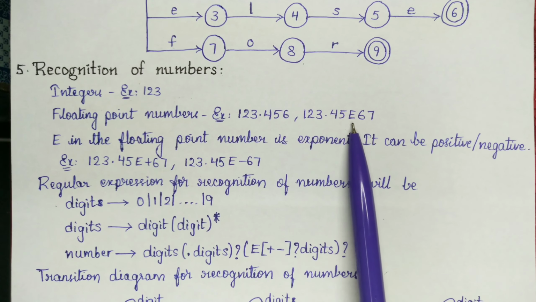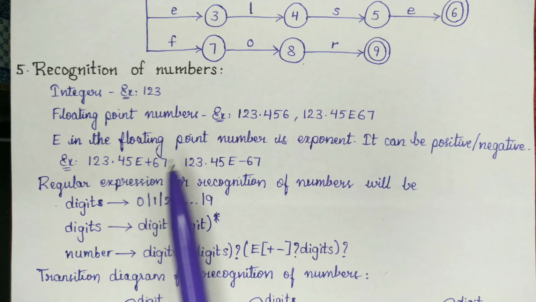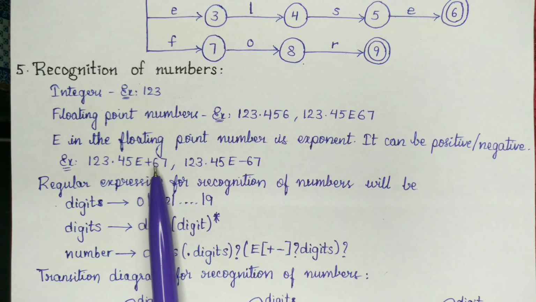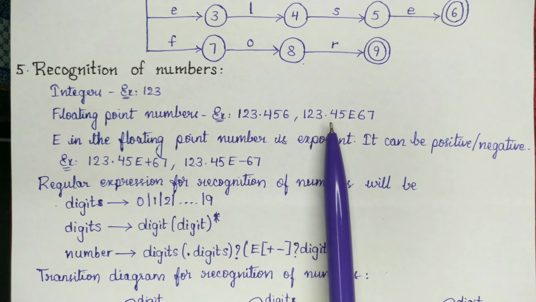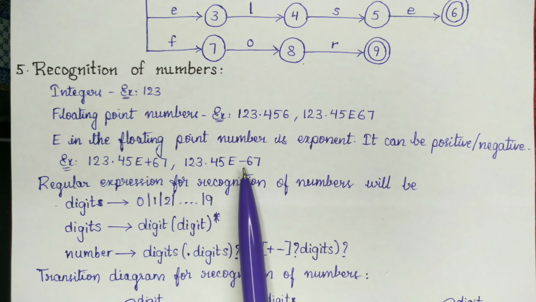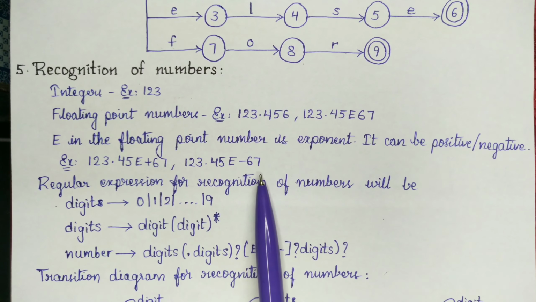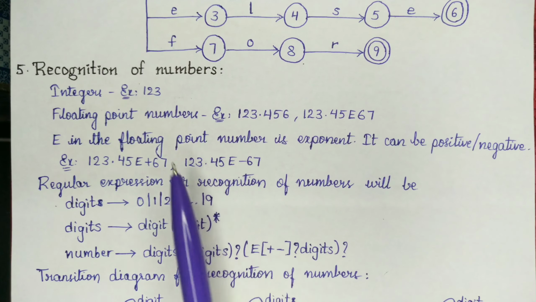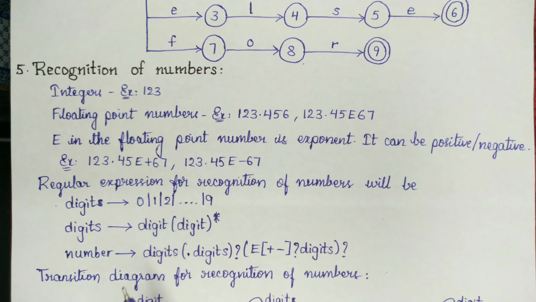E can be either a positive or a negative value, like 123.45E plus 67 or 123.45E minus 67. So our regular expression should satisfy all these strings. Let's write the regular expression for this.